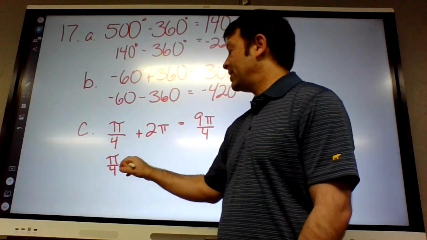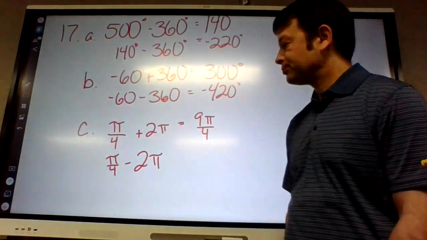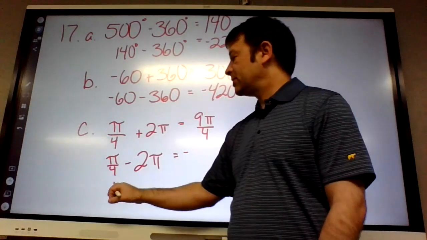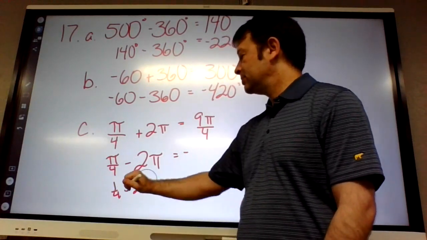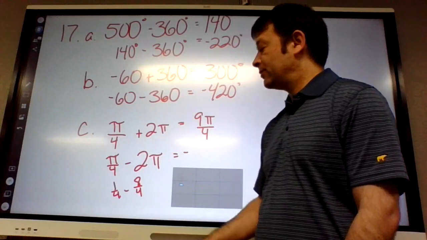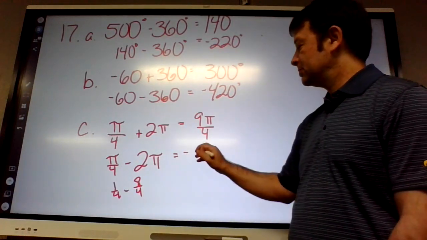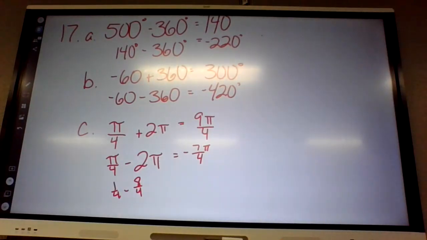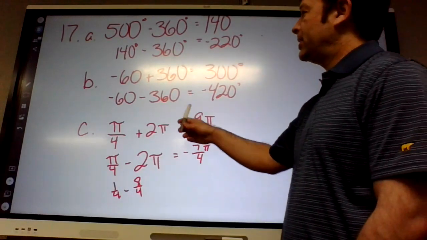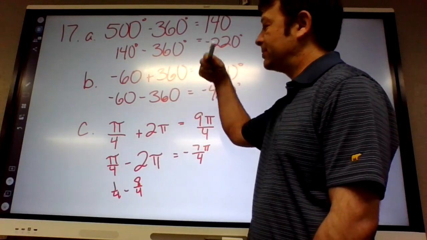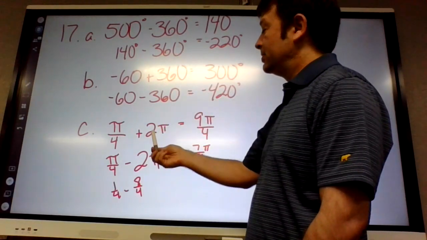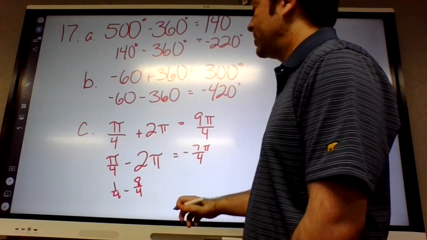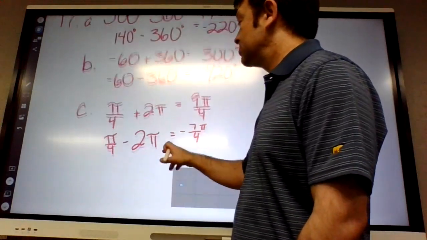Pi over 4 minus 2 pi would be 1/4 minus 2, which is 1/4 minus 8/4. It's negative 7/4. Where'd you get the 2 pi? Okay, coterminal is like adding 360, it'll go around the circle and stop at the same spot. So in radians, 360 is the same as 2 pi. So you just do the same thing as A and B, but use 2 pi instead.